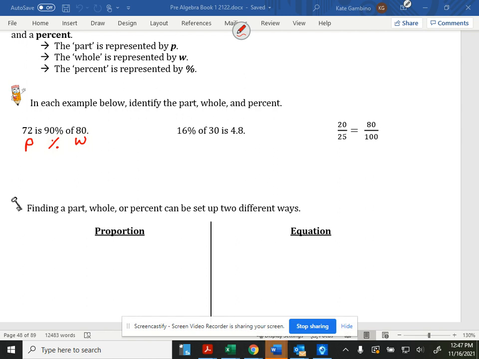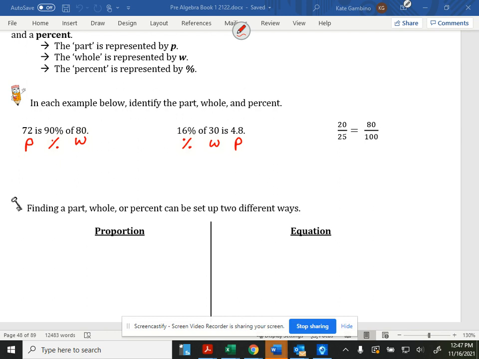So 16% of 30 is 4.8. Again, we know that percentage goes underneath the percentage. What is the whole? Paul? 30? Yeah, the 30. That's how many that we're starting with. That's the total amount. So 4.8 is the part that we're finding. That's the 16% of the 30 is the 4.8.